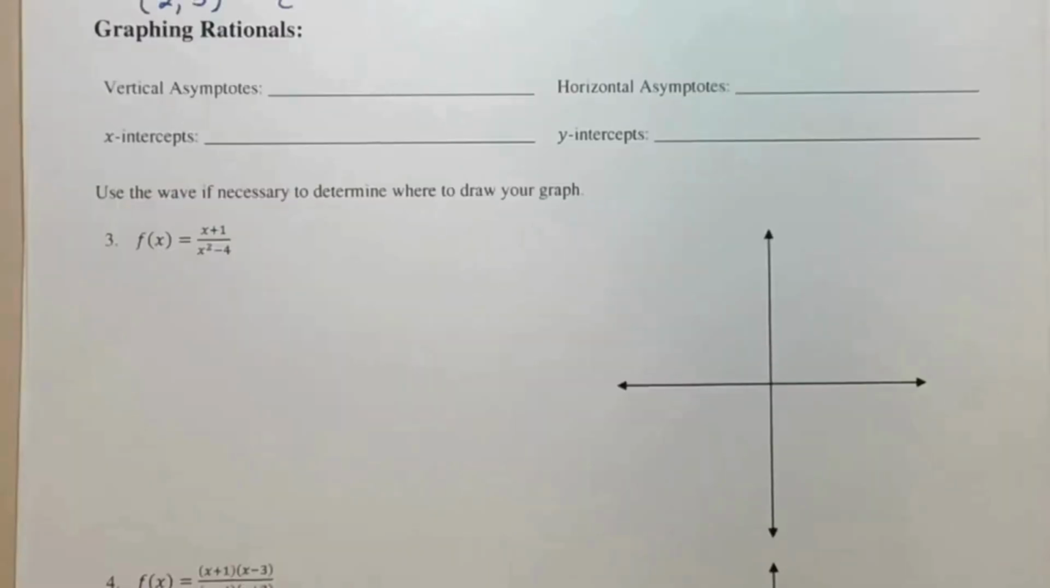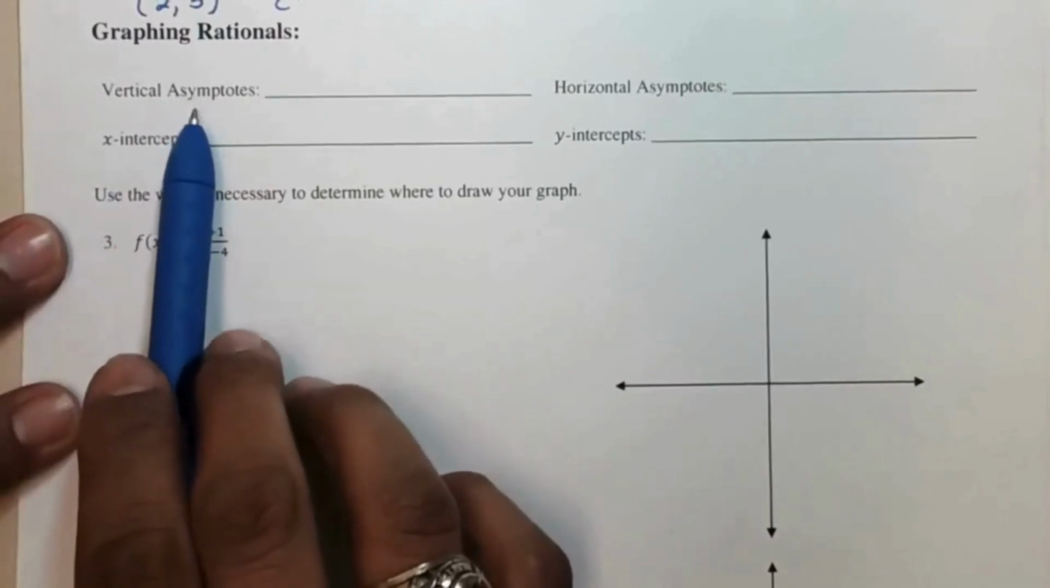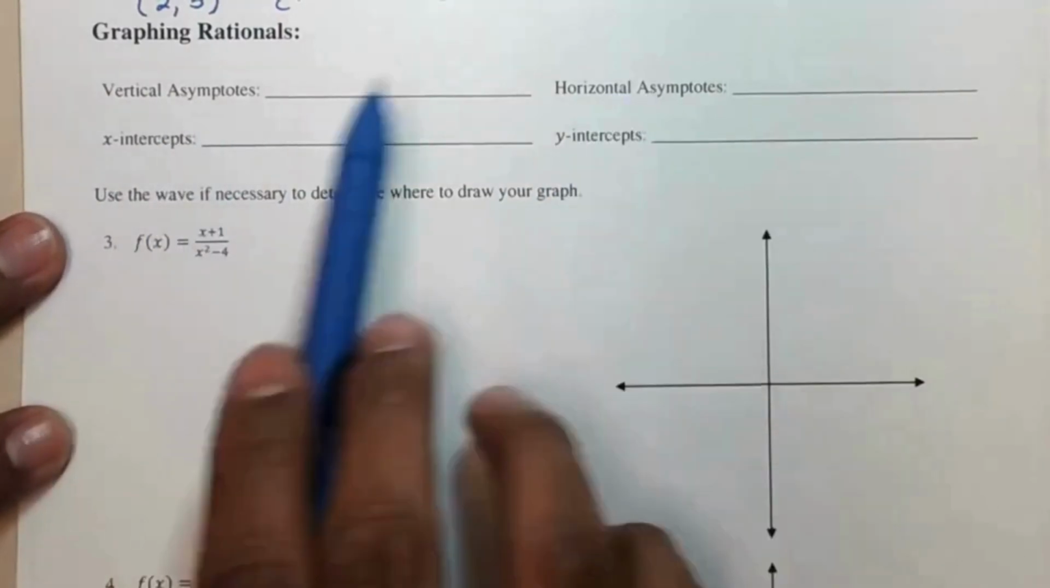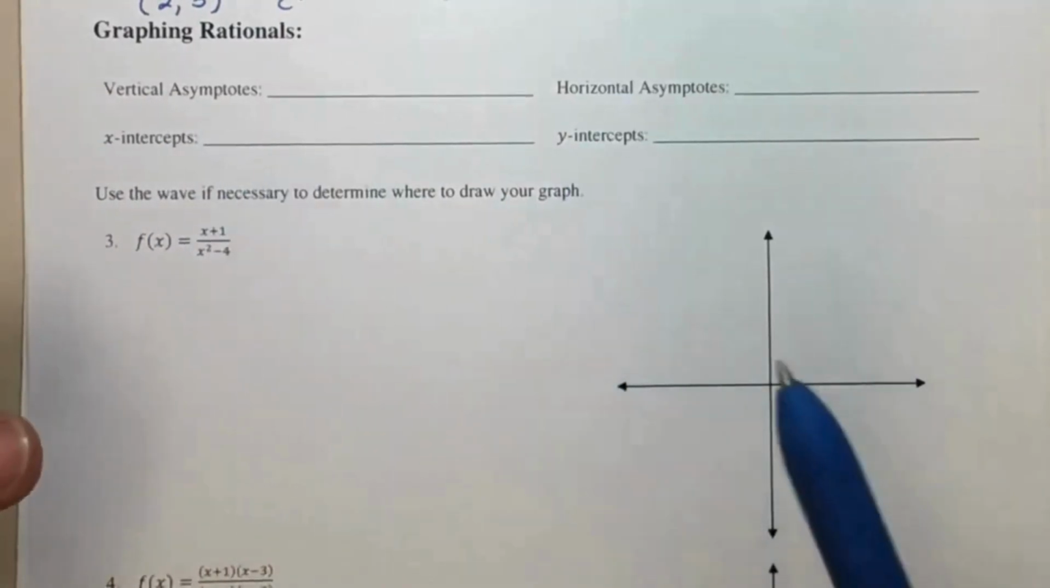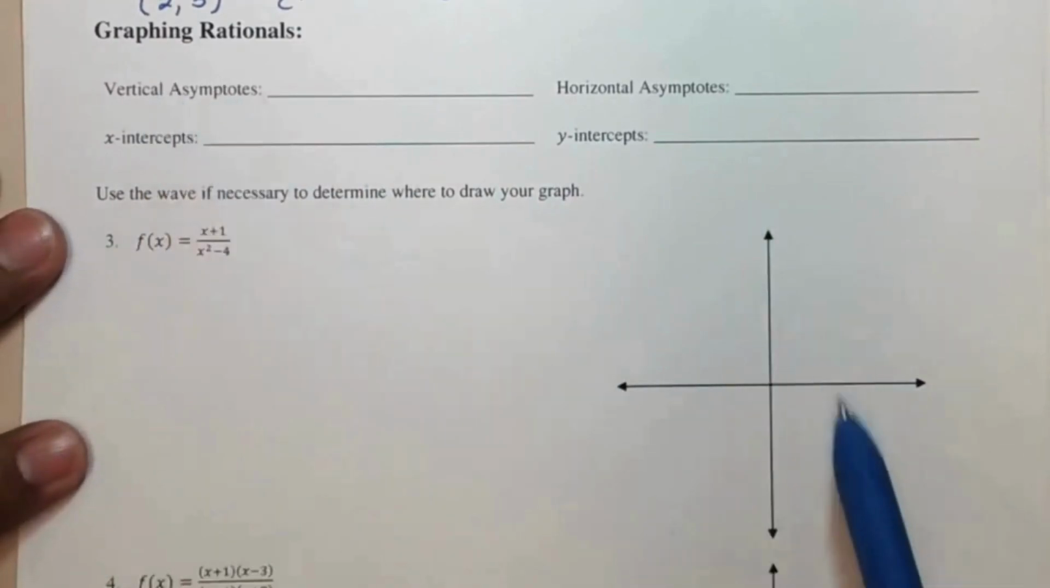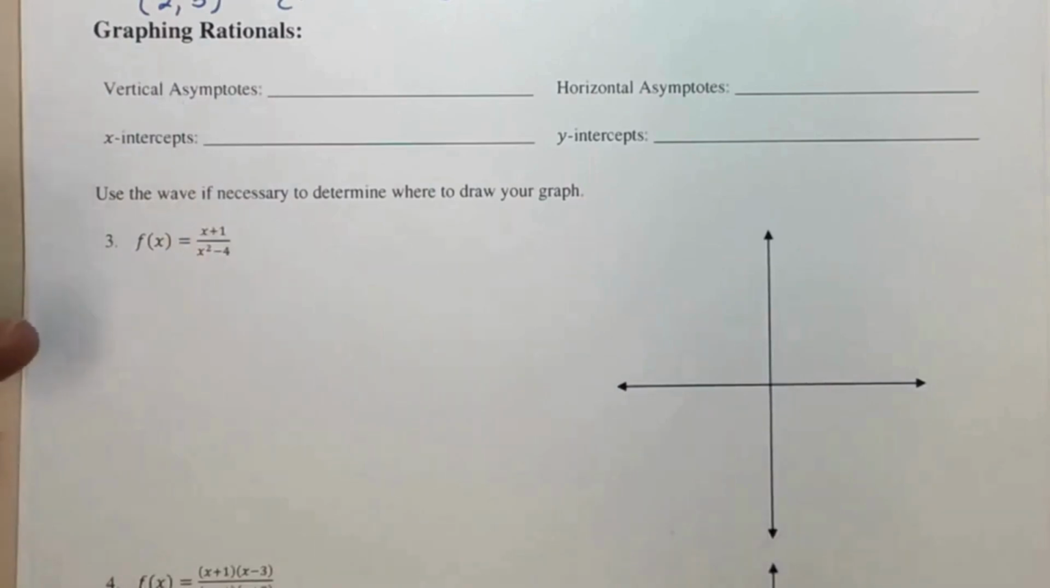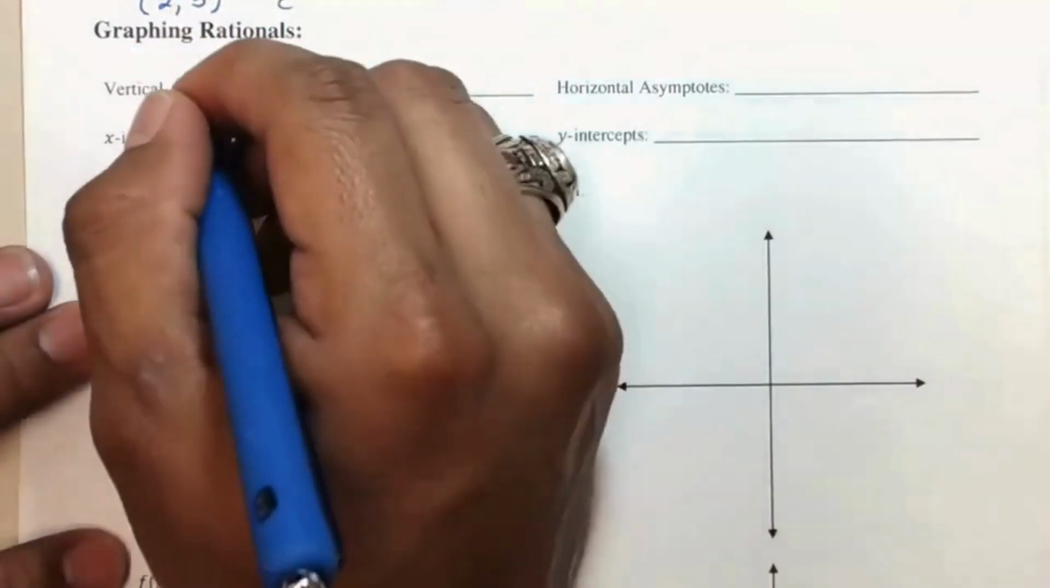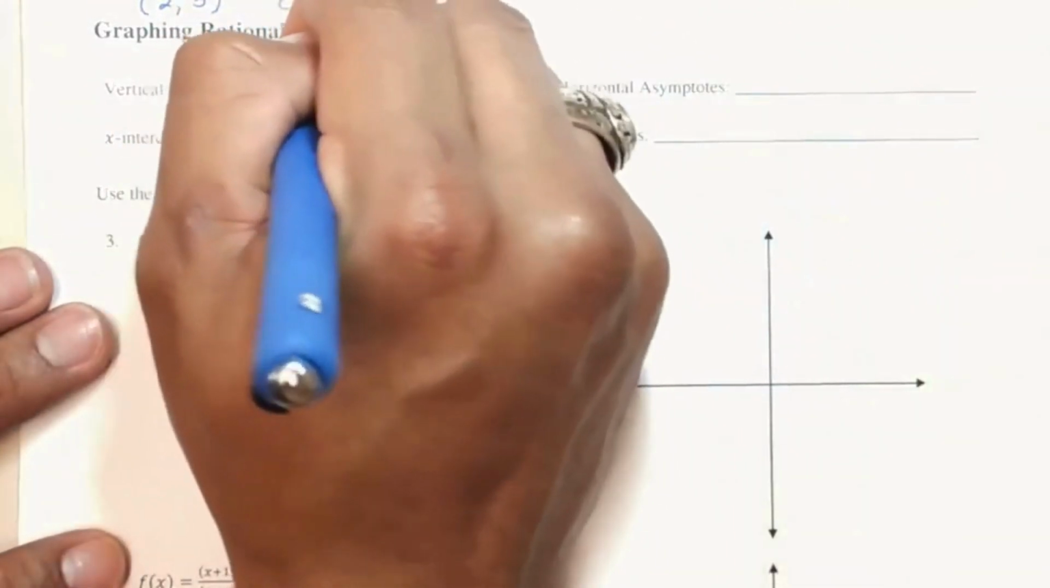So the next thing that we're going to review are graphing rational functions. So we have vertical asymptotes. Asymptotes are invisible lines that our graphs never cross. So vertical ones are going straight up and down. So those are values of x's that make my function undefined. So to find those vertical asymptotes, what we're going to do is we're going to set the bottom equal to 0.